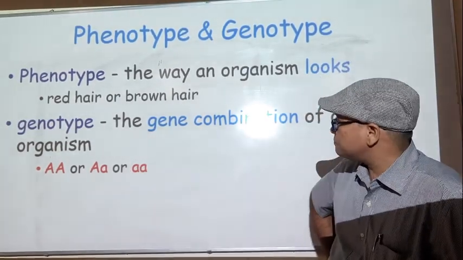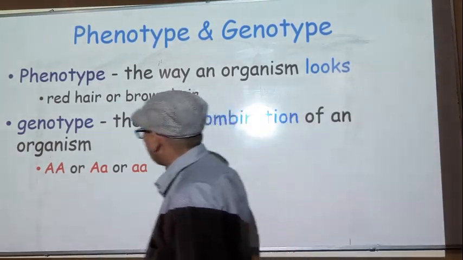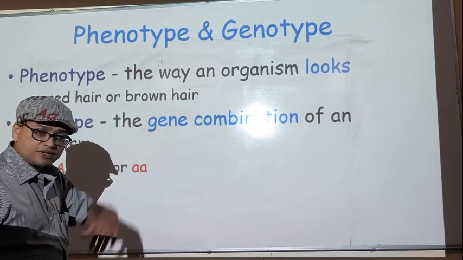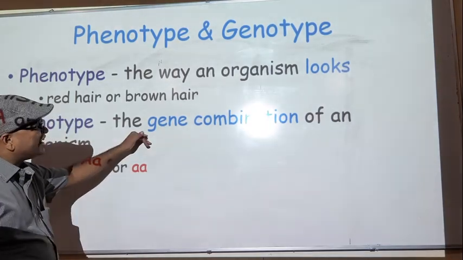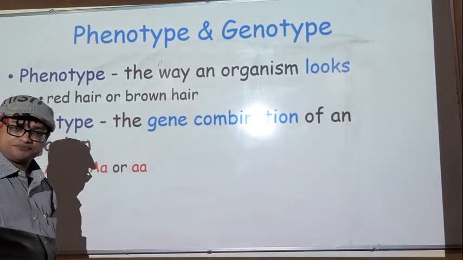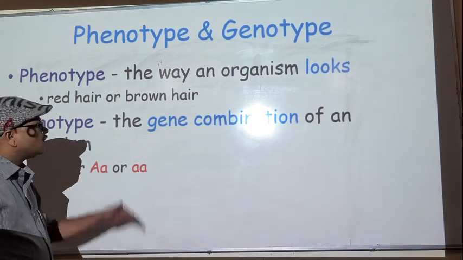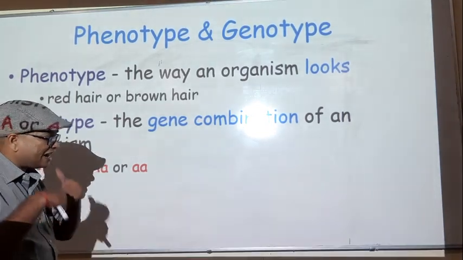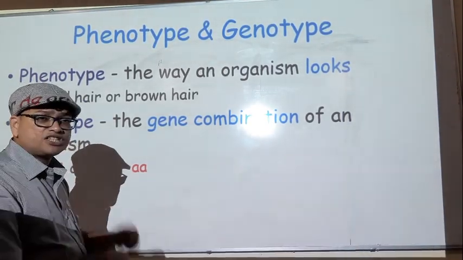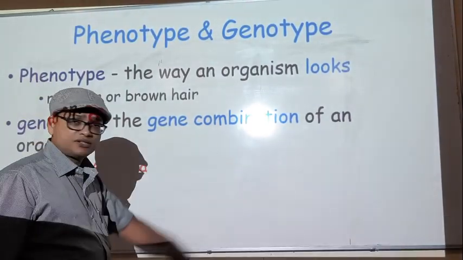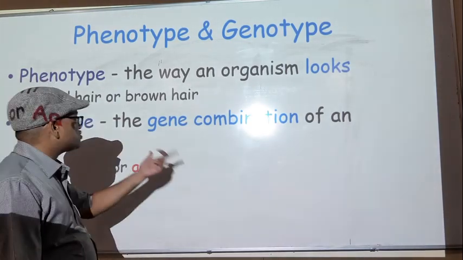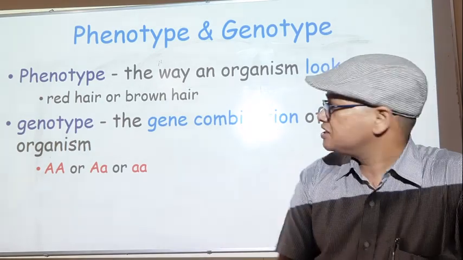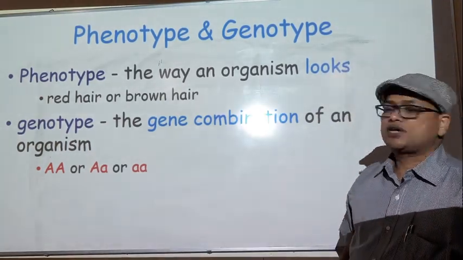And what is genotype? The genetic combination of an organism. At the time of Mendel, the gene was not discovered. So we can say the allelic combination. But currently we know about the gene, so we can say the gene combination. So the genetic combination of an organism or the genetic combination for a particular trait is considered as the genotype.